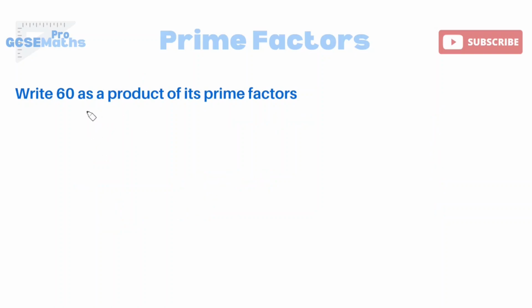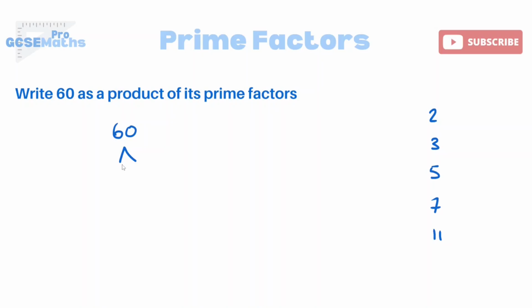Same question, different number. So we've got: write 60 as a product of its prime factors. So again, I start with 60 here. Now, this is where I would say there's 2 different ways to do it. As I said, I would be looking for prime numbers specifically. So 2, 3, 5, 7, 11, and I would go, right, which one's going?